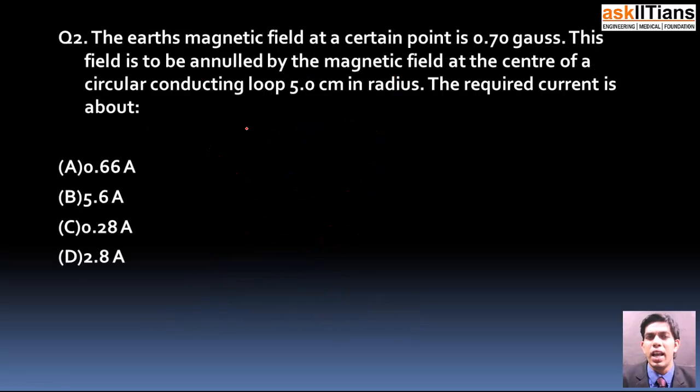The Earth's magnetic field at a certain point is 0.7 gauss. This field is to be annulled by the magnetic field at the center of a circular conducting loop 5 cm in radius. The required current is about? We know that the magnetic field at the center of a circular conducting loop is equal to mu naught I, the current in the loop, divided by 2R. This is equal to the magnetic field of Earth, that is 0.7 into 10 to the power minus 4 Tesla. Substituting the values of mu naught and R, we can get the value of the desired current.